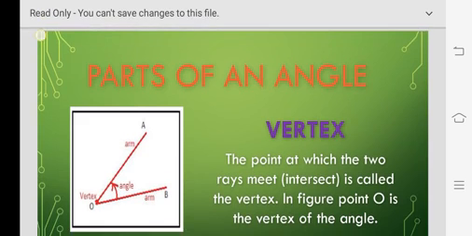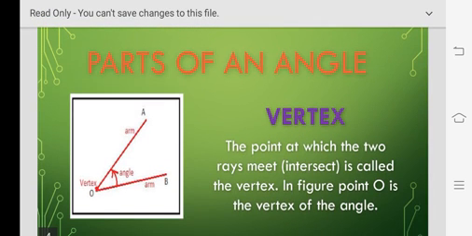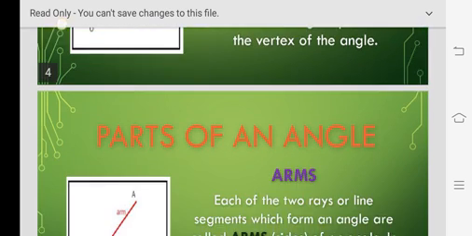Parts of an angle. Vertex. The point at which the two rays meet or intersect is called the vertex. In the figure you can see the point O is the point where two line segments OA and OB are meeting. This point is called the vertex of the angle.